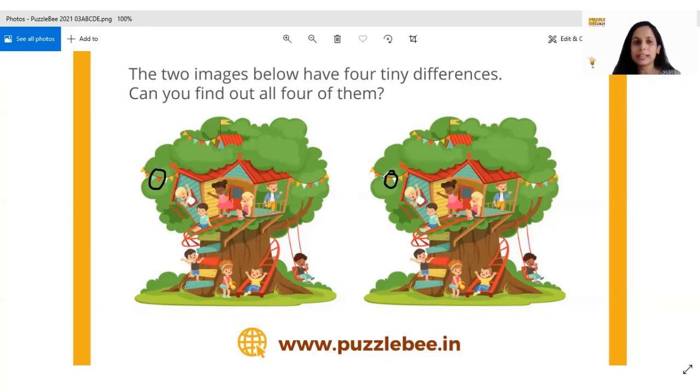The other three, I could spot them a little earlier, but of course, this is something which is going to be different for everyone. Okay, so we have found out one difference. Now let's try to look at all these kids one by one. What does this boy who's coming out of the window doing?